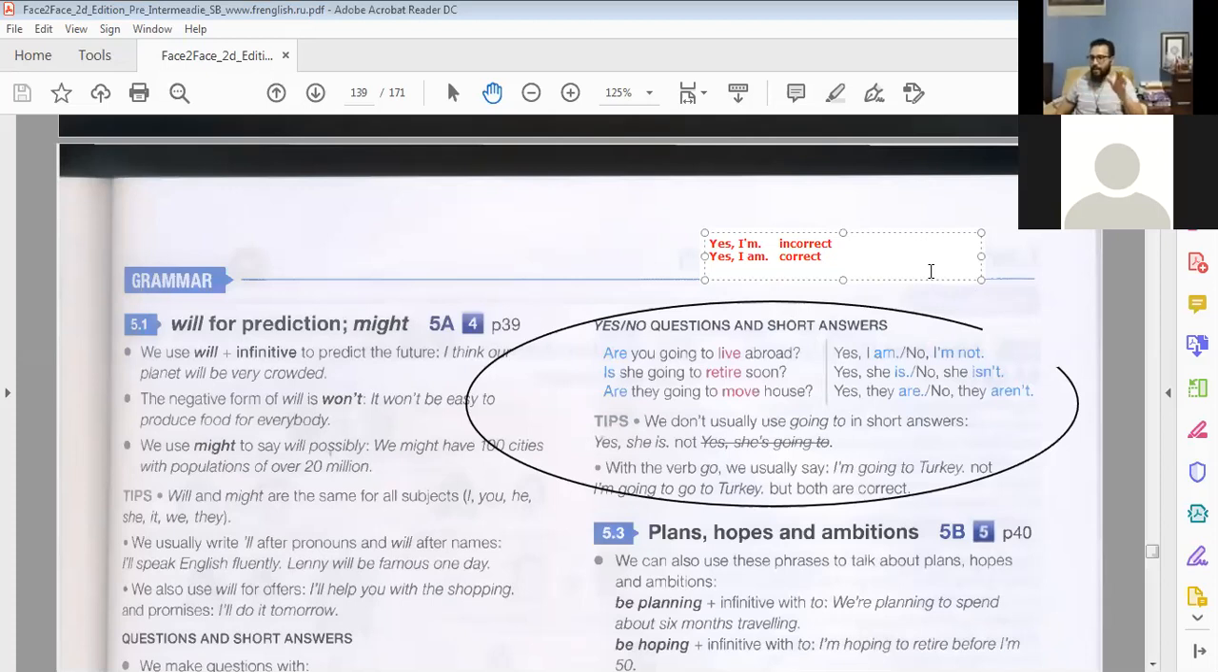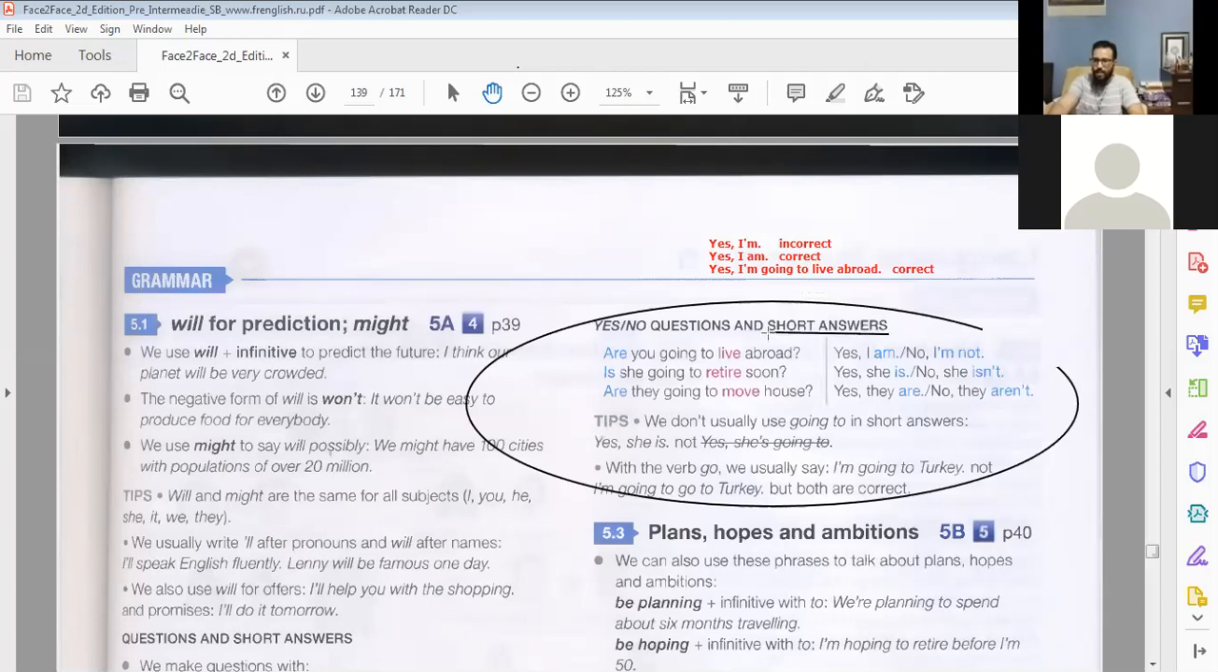But if you want to give a full answer: are you going to live abroad? Yes, I'm going to live abroad. Then you can say it like this, if you want to give the full information. If you give the full answer, this is also correct. But this is not used. It's too long. People don't use it. They just use the one in the middle here. Yes, I am. This is a short answer. That's why it's called a short answer. In modern English, they always use short answers. This is what they want you to use, because this is what natives use.